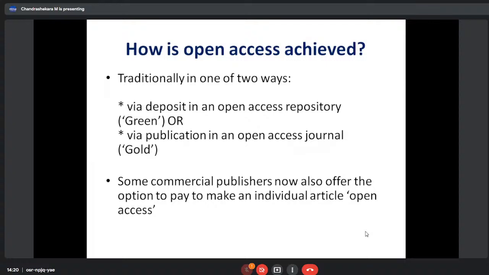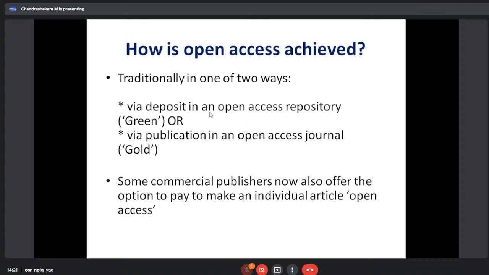Traditionally, in one of two ways we can see. One, via deposit in an open access repository. So I told you, there are two models. One is the green and another one is the gold. Green means deposit in open access repositories. Many times we are developing institutional repositories by using some software. Who will take the responsibility? Normally the library will take the responsibility of digitizing your articles and putting them in the repository. That's one thing if it is in printed format. If it is available in electronic format or born digital, then they can easily upload it. This is called green.